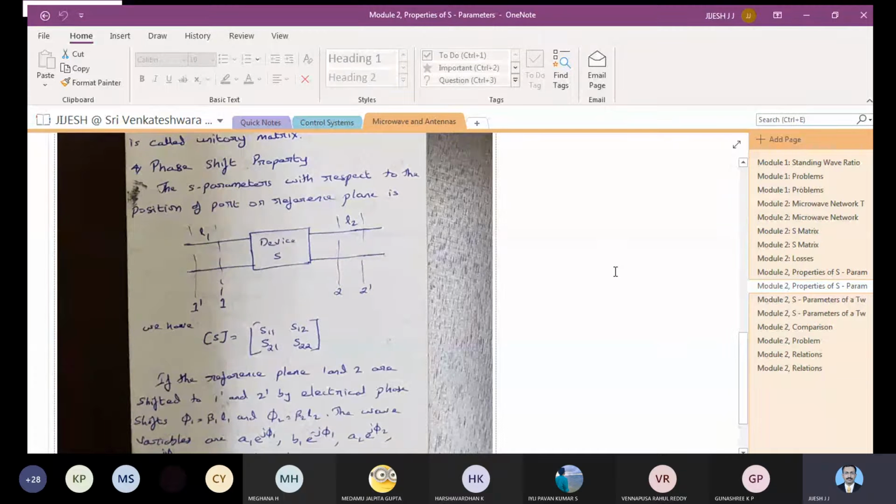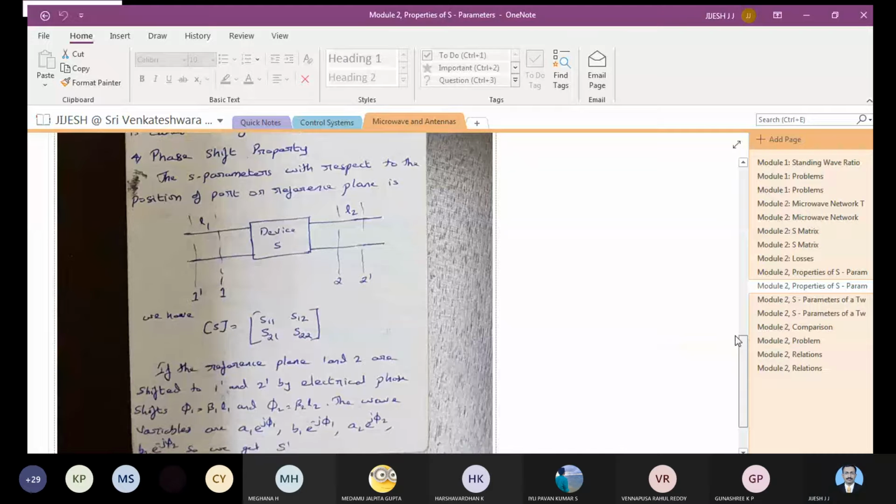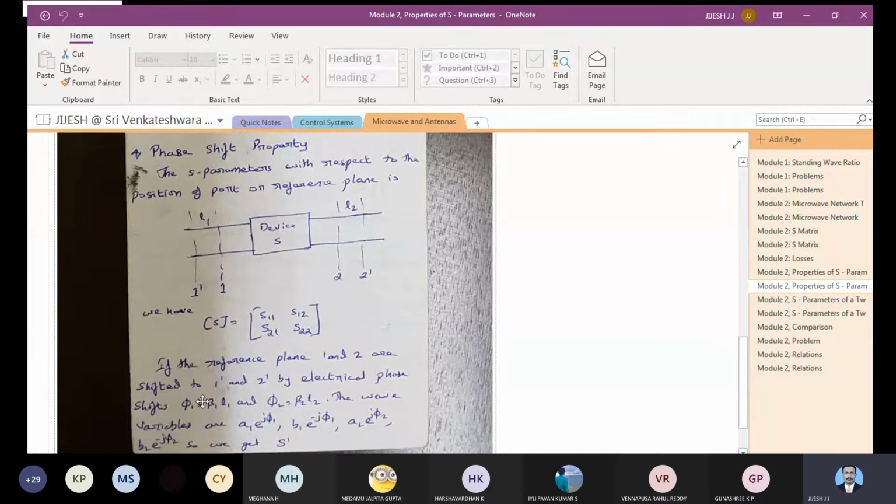In the phase shift property, you have to see that S parameters will be used here. These things we have discussed in the previous class. I think you have completed till here, yes or no? We have discussed all these things in the previous class with the matrix S equal to S11, S12, S21, and S22.